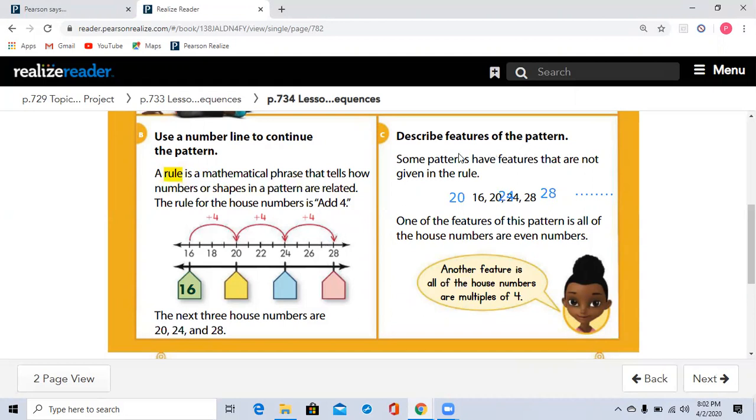Now describe the features of the pattern. Some patterns have features that are not given in the rule. For example, 16, 20, 24, and 28. One of the features of this pattern is all of the house numbers are even numbers. Another feature is all of the house numbers are multiples of 4. So we don't just have to say add 4 by the rule, but the feature is multiples of 4, because 4 can go into 16, 20, 24, and 28. Let's turn to the next page.